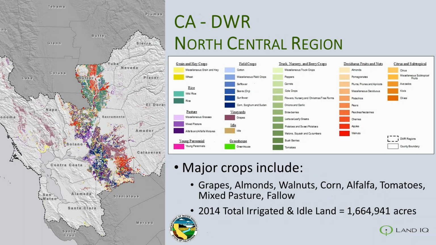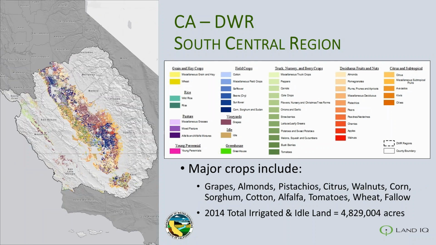So the north central region, as we continue south down the state, you can see the counties that are represented here. The same legend applies, but the major crops change a little bit, not a whole lot, but somewhat. They include grapes and almonds and walnuts, as we saw in the north, but we also begin to get into more annual crops such as tomatoes and some fallow ground as well. That's about 1.6 million acres of classified ground in 2014.